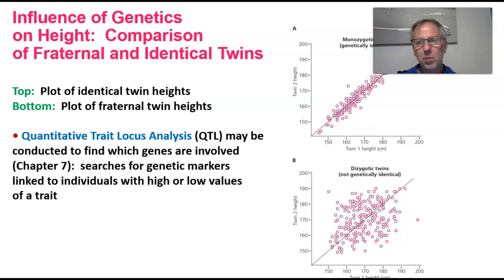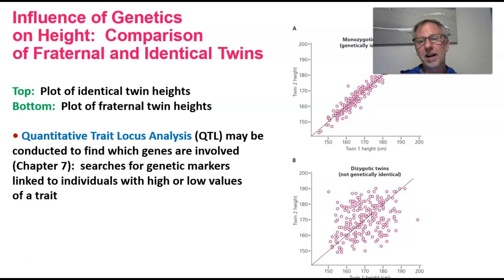Here we have a couple plots on the page, a couple graphs, and the top plot is of identical twin heights. You can see when we compare the height on the x-axis of twin number 1 to the height of twin number 2 on the y-axis, that's a beautiful line there. So monozygotic twins, genetically identical, show a very clear relationship between genetics and height.